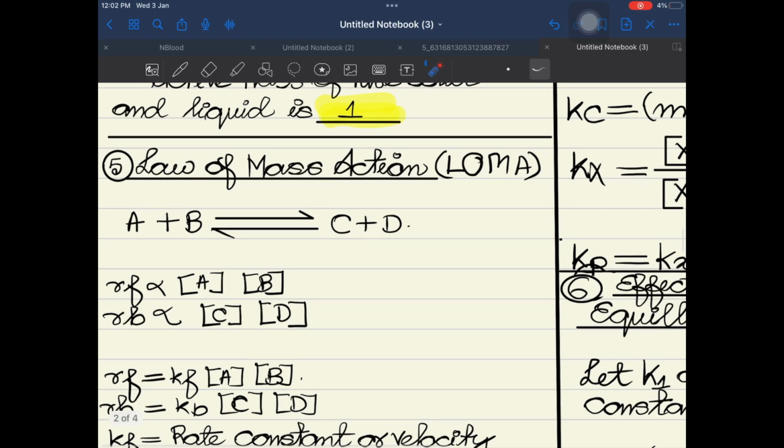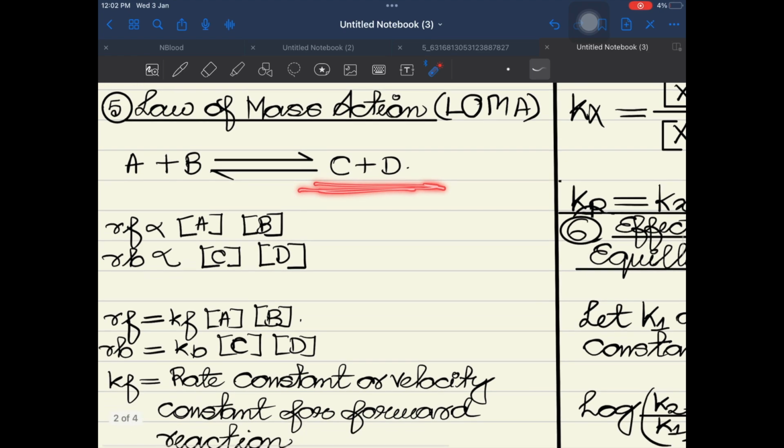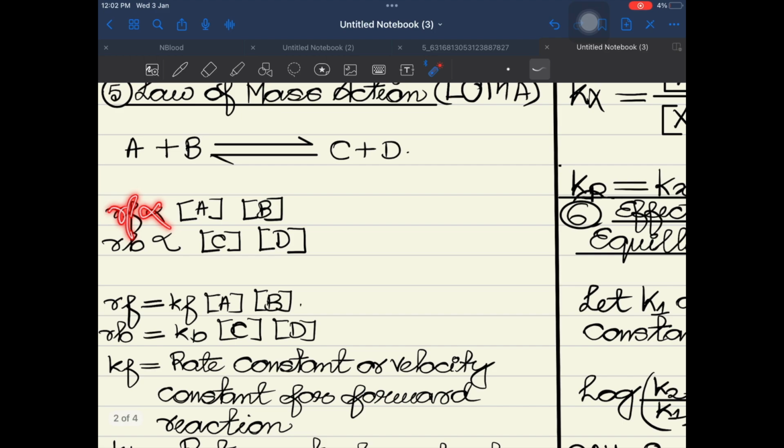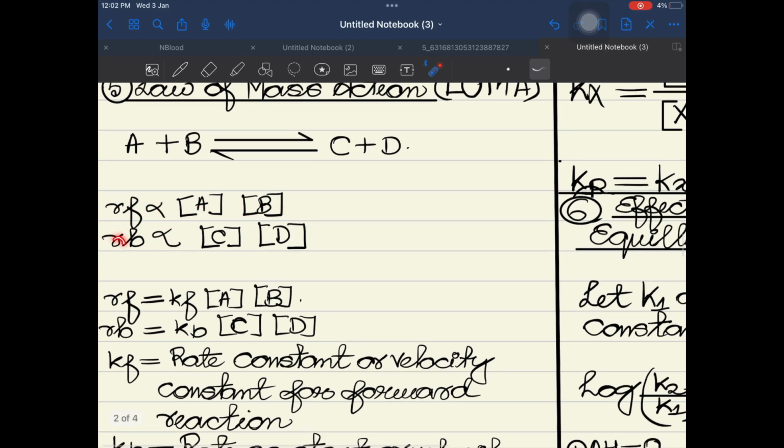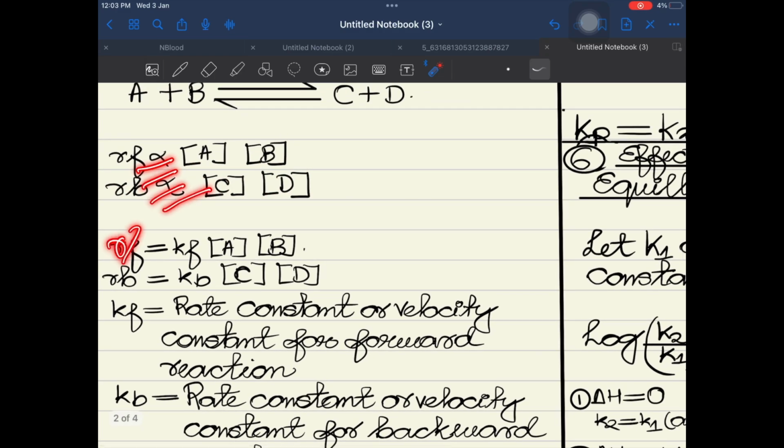Now the fifth point is law of mass action, or LOMA. Consider a reversible reaction, A plus B gives C plus D. Now the rate of forward reaction will be directly proportional to the concentration of A and the concentration of B. The rate of backward reaction will be directly proportional to the concentration of C into the concentration of D. Now to remove the proportionality sign, we can write that RF will be equal to KF into concentration of A into concentration of B, and RB will be equal to KB into concentration of C and concentration of D.